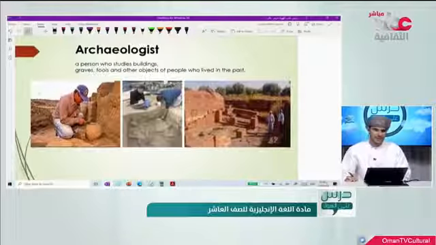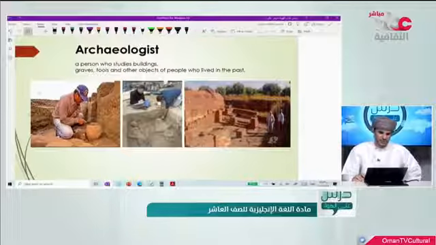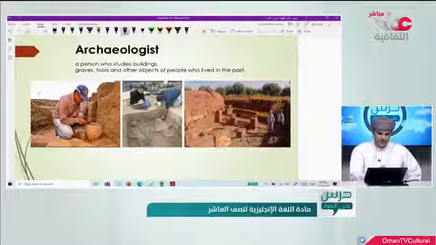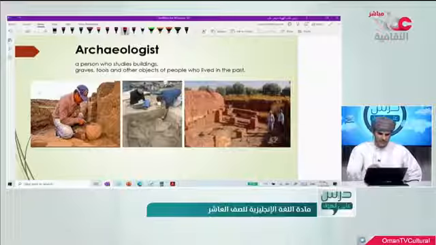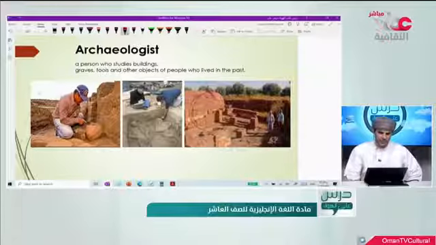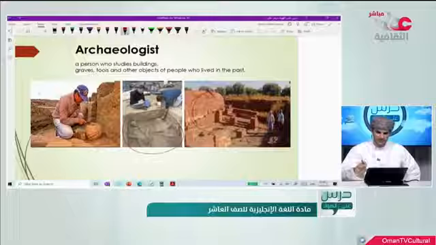Archaeologist. From the pictures, you can guess what an archaeologist is. He's a person, as you can see, who studies what? Buildings, objects of people who lived in the past, tools and graves as well. Look at the grave. This is a grave.